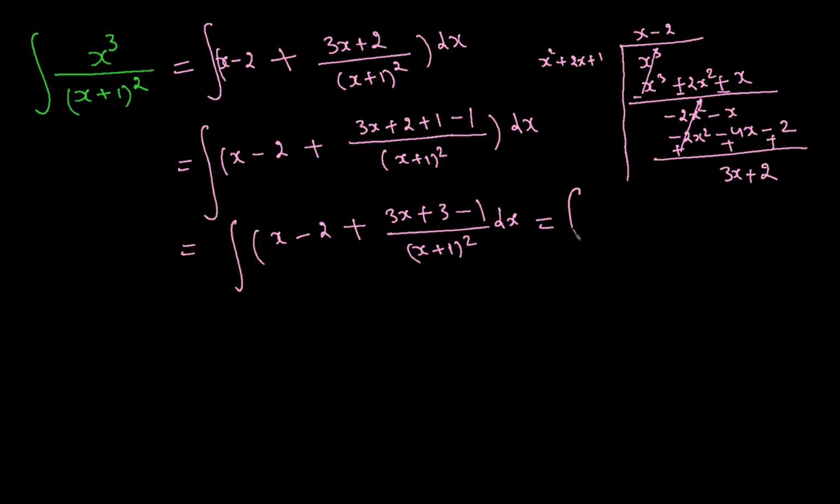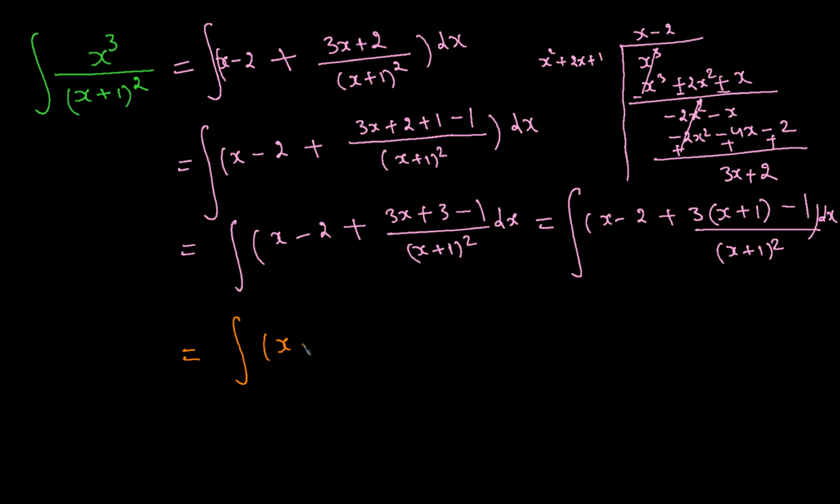This is equal to integration of x minus 2 plus, so if I take 3 common from these two numbers, I'm left with x plus 1. So 3 times x plus 1, minus 1 over x plus 1 squared dx. Okay, I think we are getting there where we want to be. So that means this is equal to integration of x minus 2.